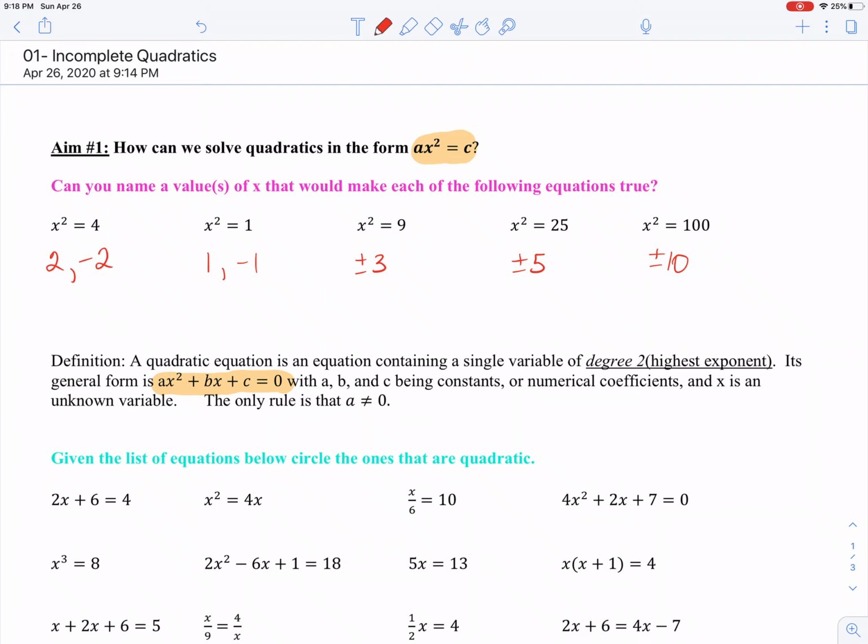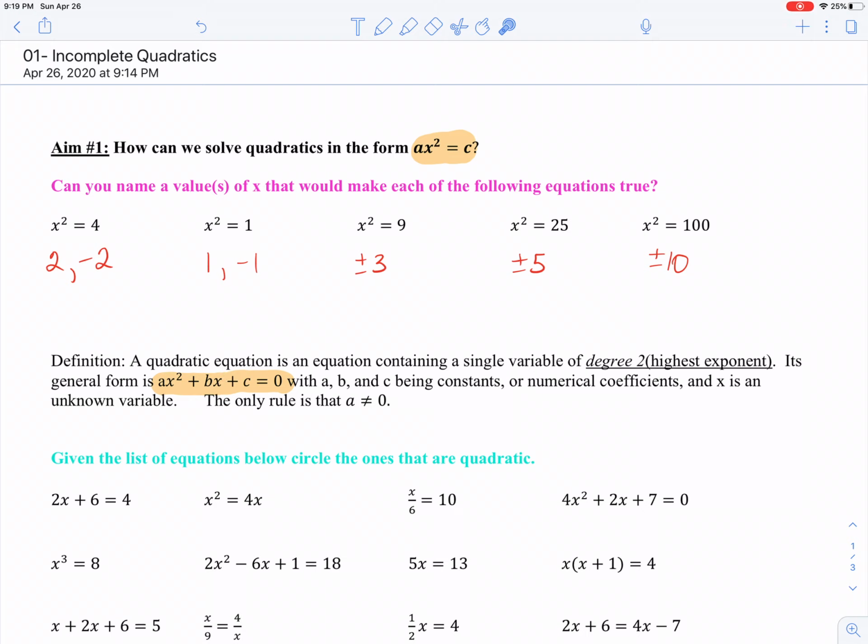So again, the definition of a quadratic equation: you have to have a variable with a degree of 2, the highest exponent being 2. Its general form is ax squared plus bx plus c equals 0, with a, b, and c being constants or numerical coefficients, and x is an unknown variable. The only rule is that a can't equal 0, because if a were equal to 0, our quadratic term, our x squared term, would be gone. But b could equal 0 because this x term can disappear.